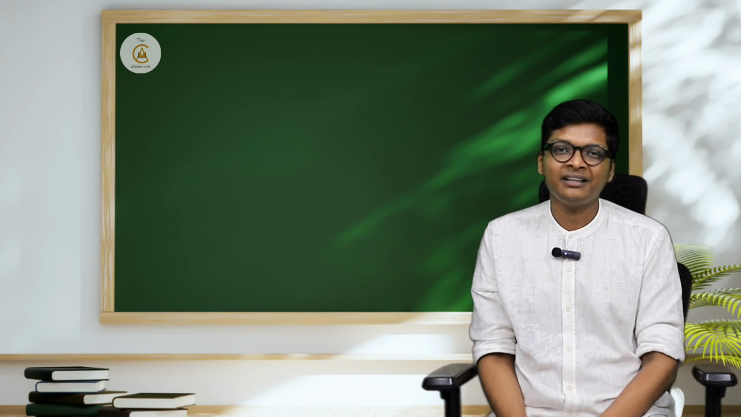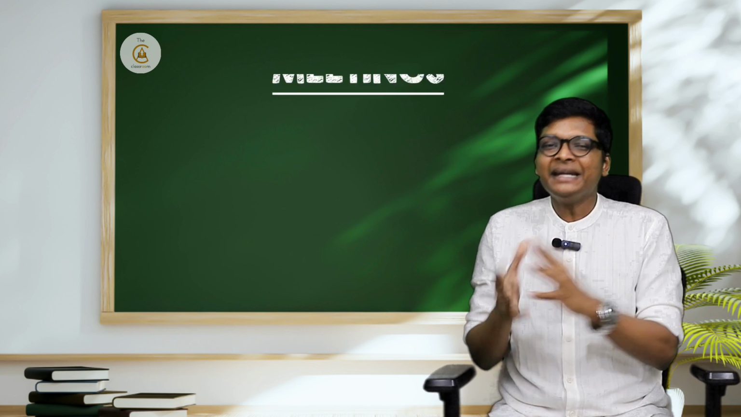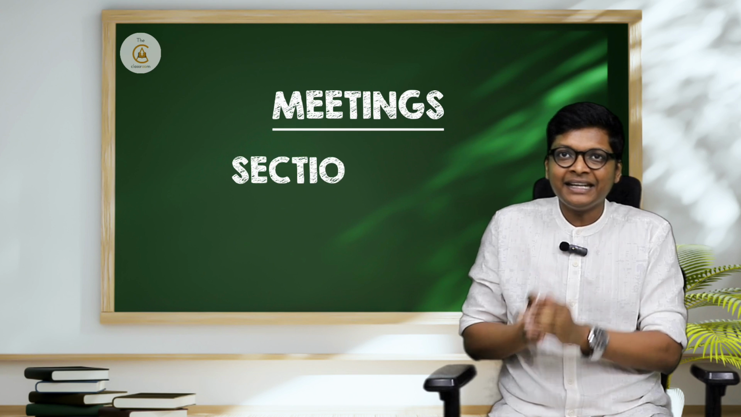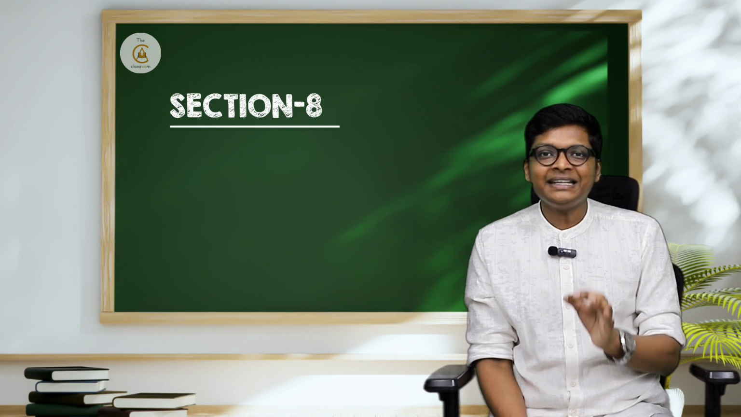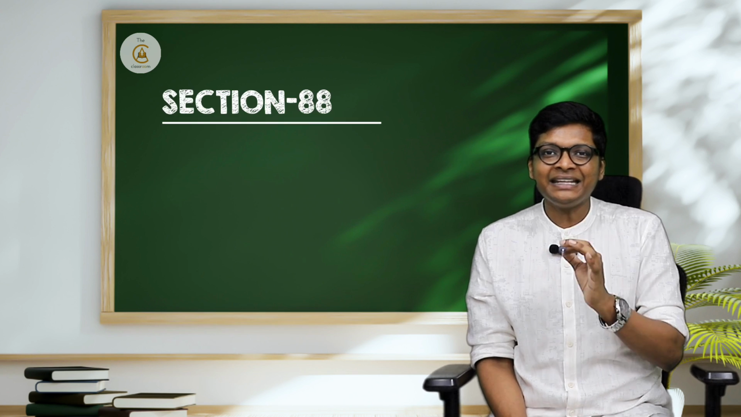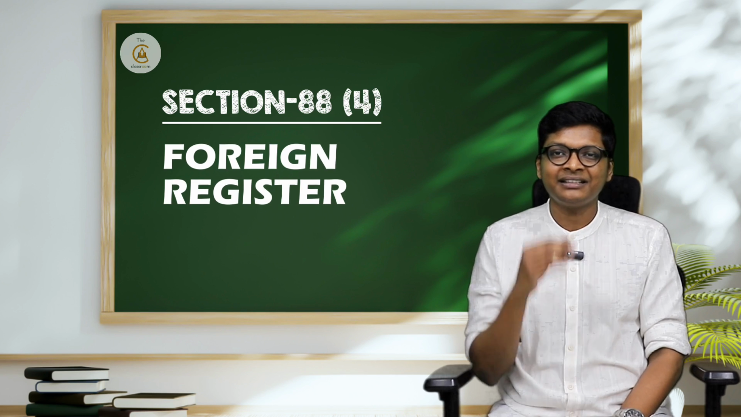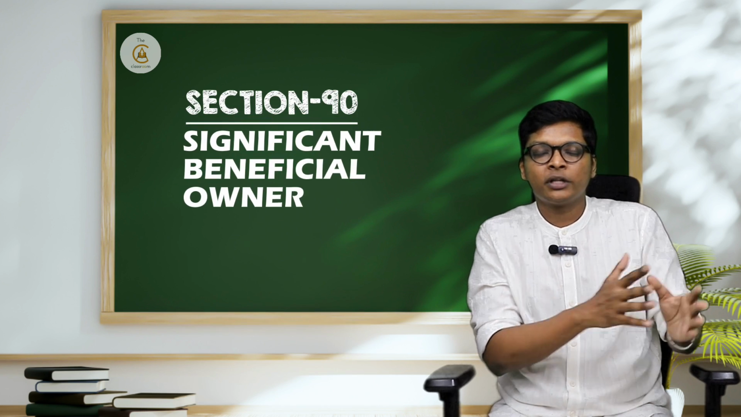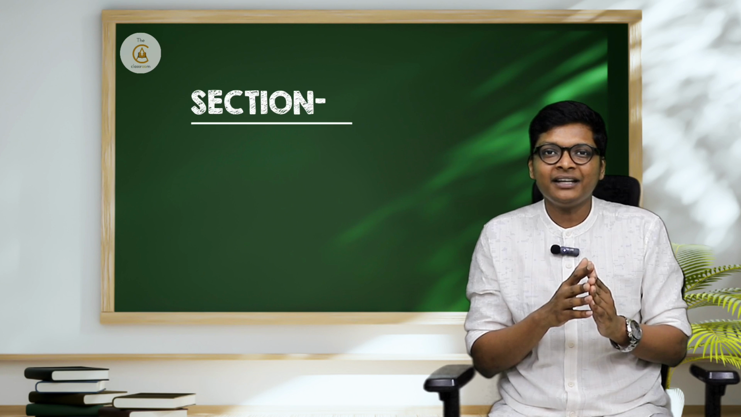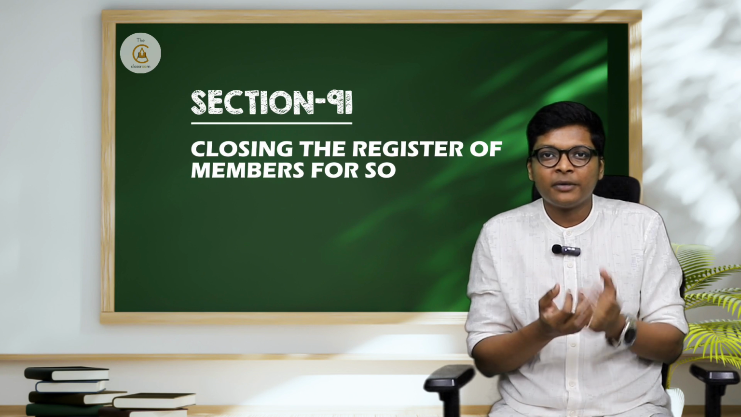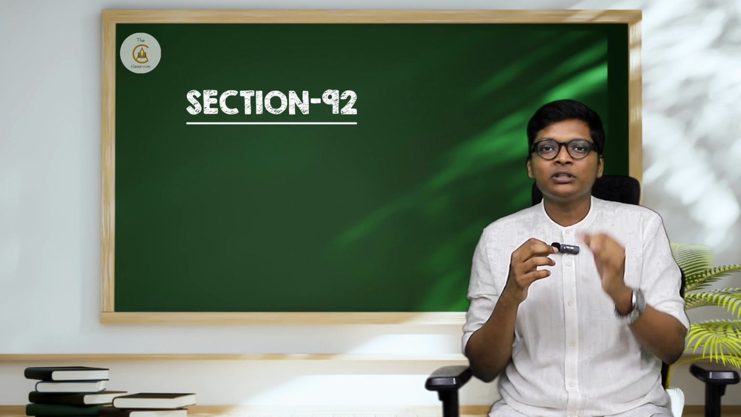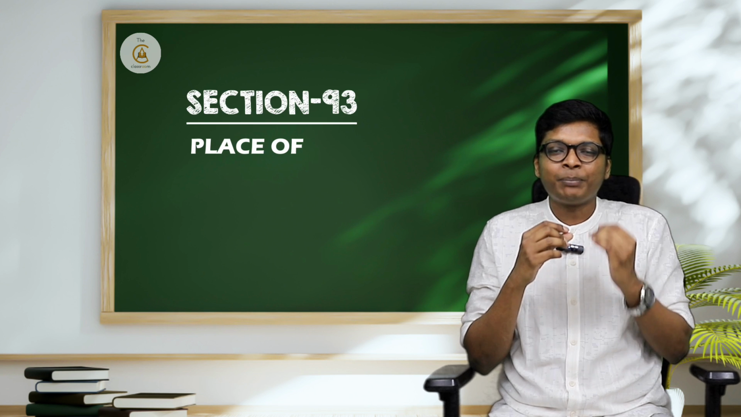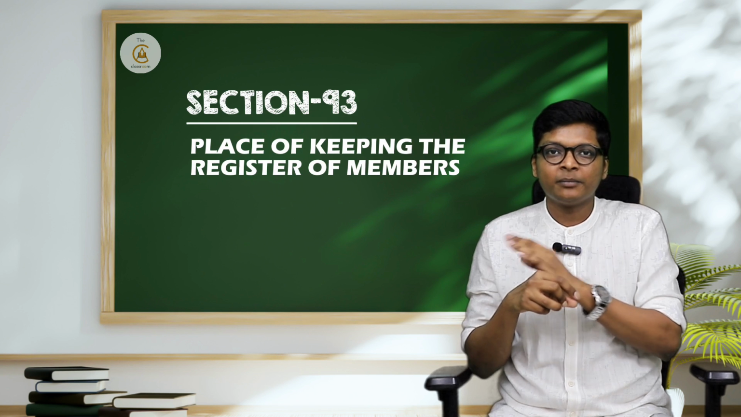This is charges chapter. Next is the most important meetings chapter from section 88 till 122. 88 is register of members. 88 subsection 4 is foreign register. 89 is beneficial owner. 90 is significant beneficial owner, BO and SBO. 91 is closing the register of members for some days. 92 is annual return. 93 is place of keeping the register of members.